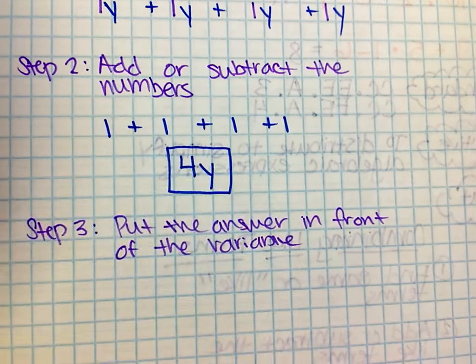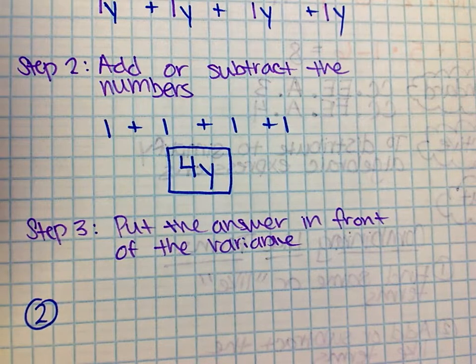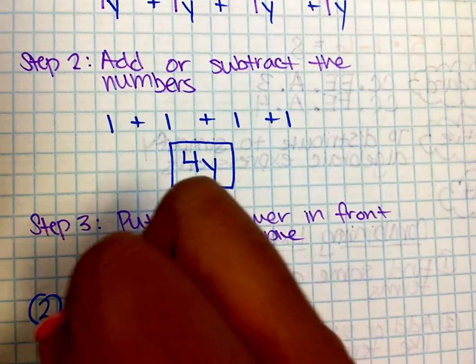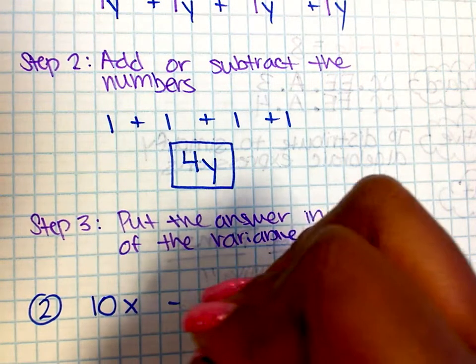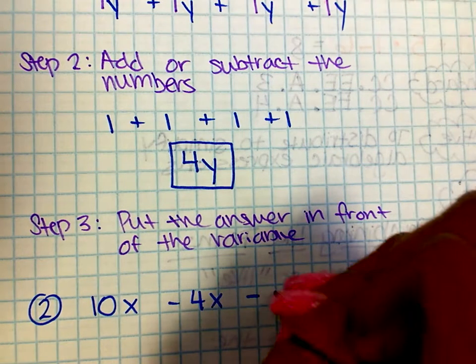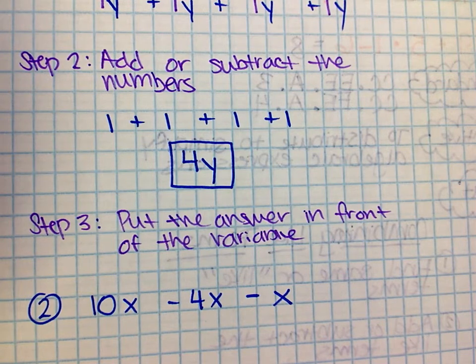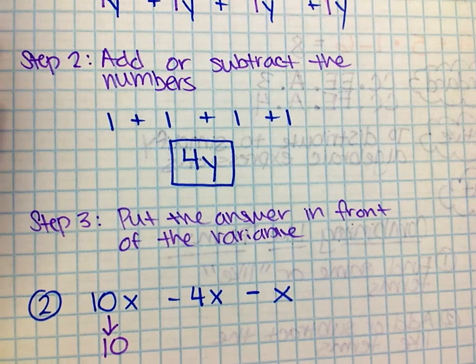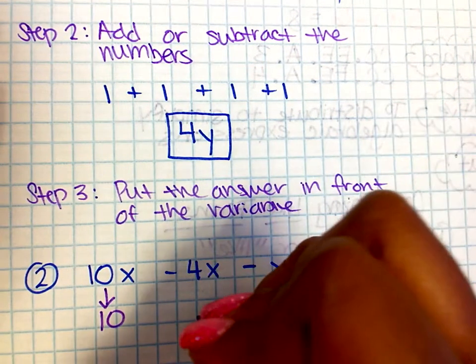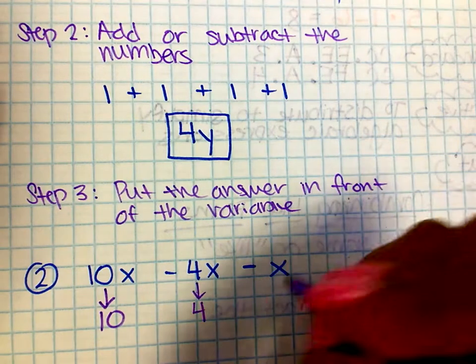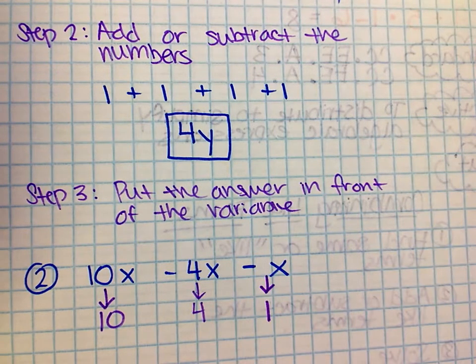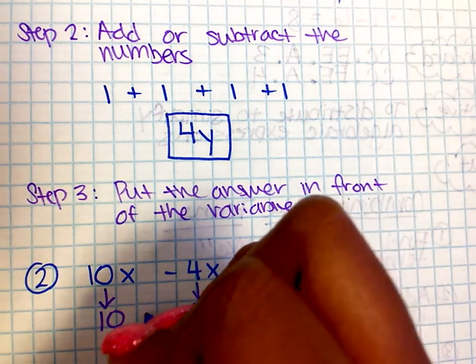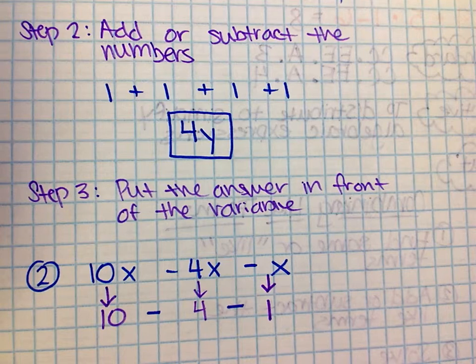Hands, please. Okay. So using those same steps, we can solve problems like this: 10x minus 4x minus x. Let's just identify the number that's in front of the variable. We have 10. We have 4. And we have secret spy number 1. So that ends up being 10 minus 4 minus 1.